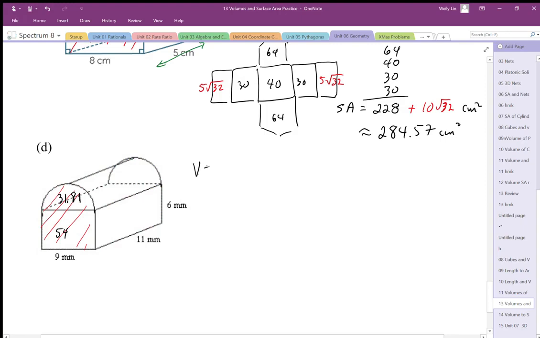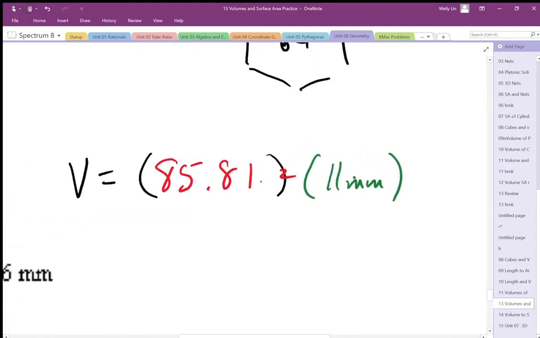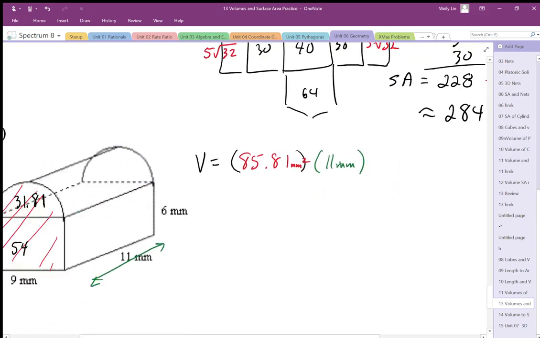So then if I want to calculate the volume, I can take that same area, okay, that red area is going to be 85.81 centimeters squared, and I'm going to give it a depth of 11. That's going to be times 11, sorry, that's millimeters, isn't it? Millimeters of depth. So that should not be centimeters, but millimeters. Okay, so there's my calculation for volume.